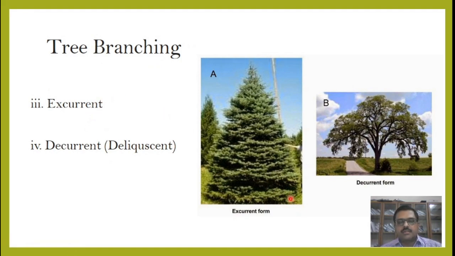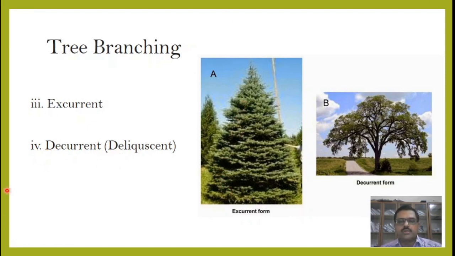Next we have excurrent stem, in which the stem is unbranched. It keeps on growing upwards, and the branches are regularly formed around the main stem. We find younger branches at the top and older branches towards the lower portion.